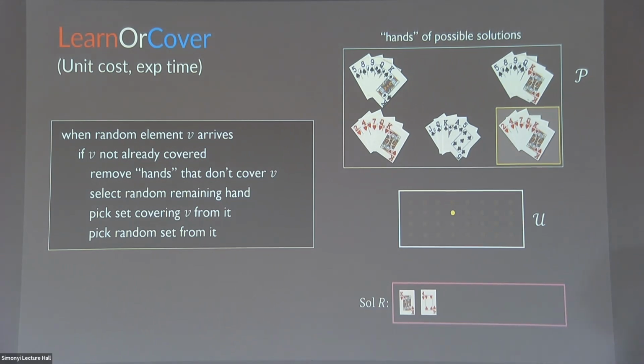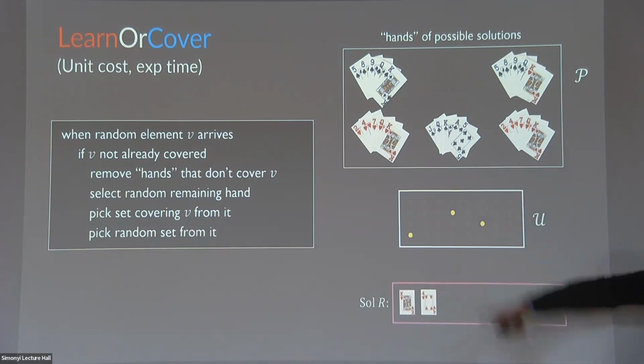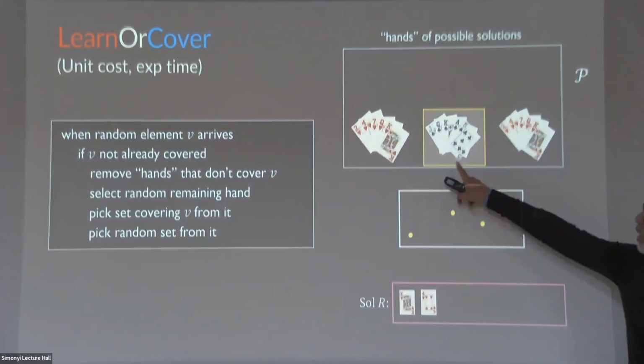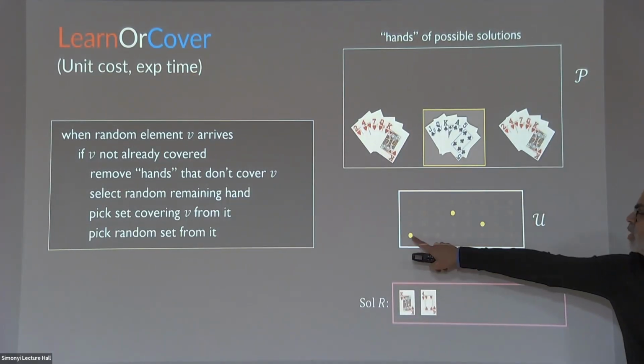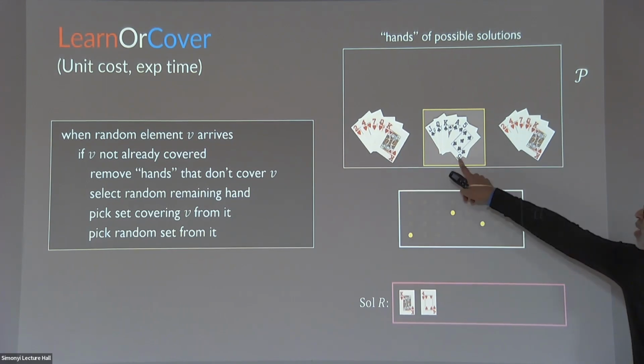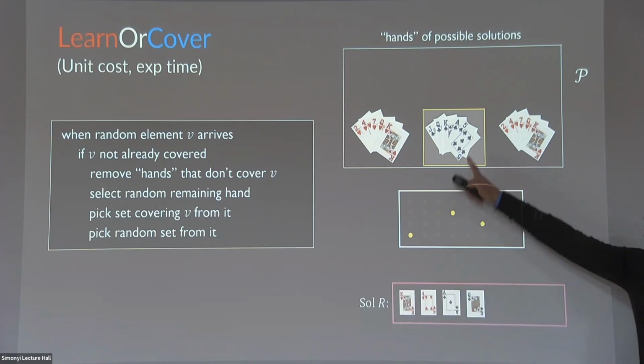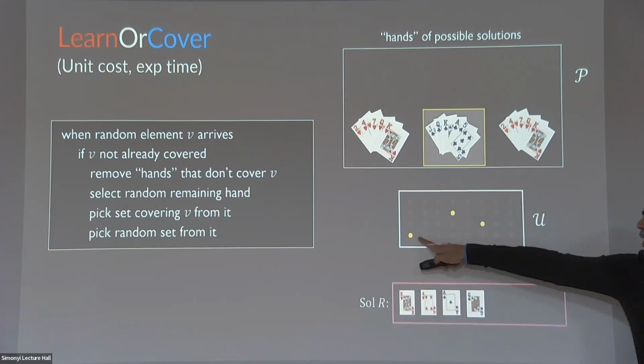Okay, good. Next element arrives; if one of these sets covers it, it's okay. Next element arrives. Now what do we do? Throw away hands that don't cover this element. Pick a random hand out of the remaining ones. Pick two sets: one that covers this element, a random one, and another random set from the hand.